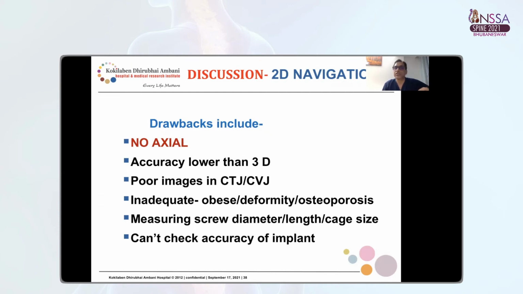Again, poor images in the cervicothoracic junction and thoracolumbar junction. Inadequate quality again in obese, deformity, and osteoporosis patients. Measuring the screw diameter, length, or cage size is very difficult if you use 2D navigation. Cannot check the accuracy of the implant as well.